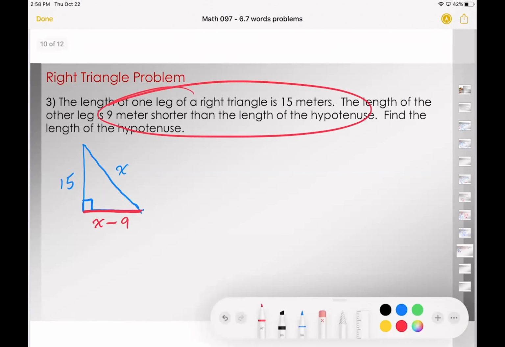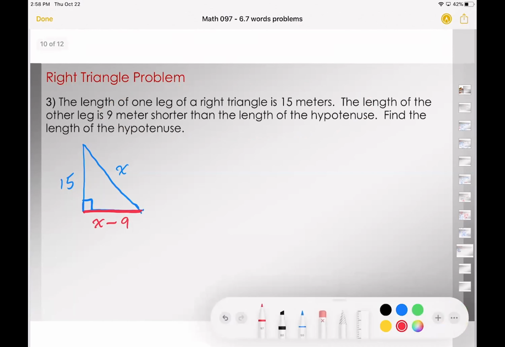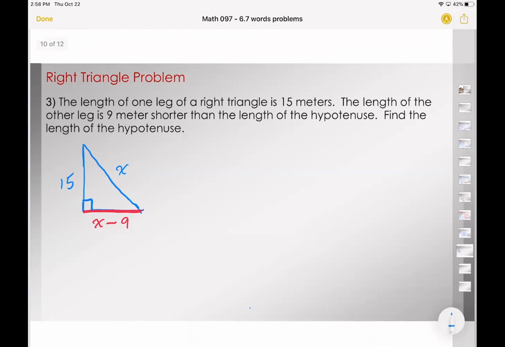First of all, any questions on how I derived my figure here? Questions on how I have the 15? How did I get the x? And how did I get the x minus 9? If you have that, everybody sees that this is what we have.